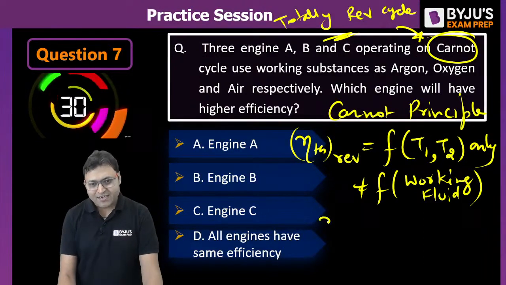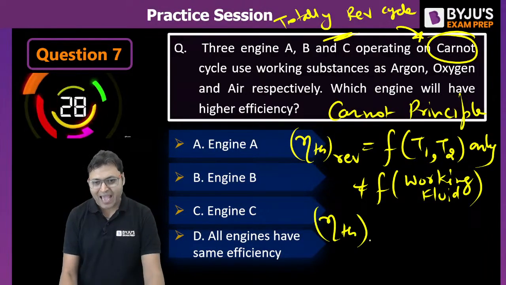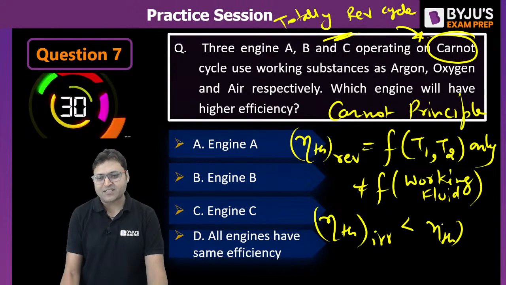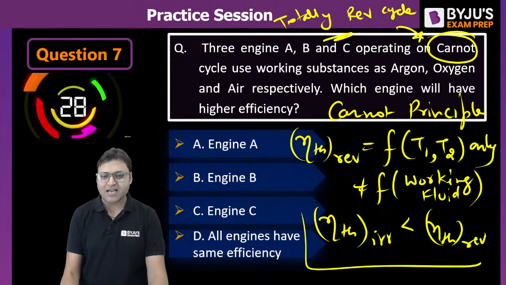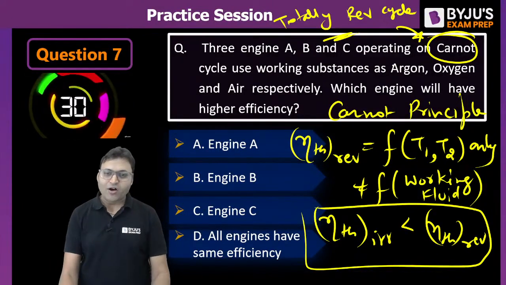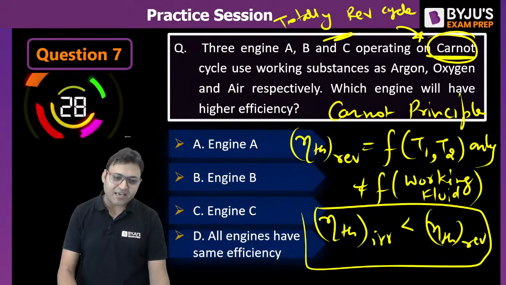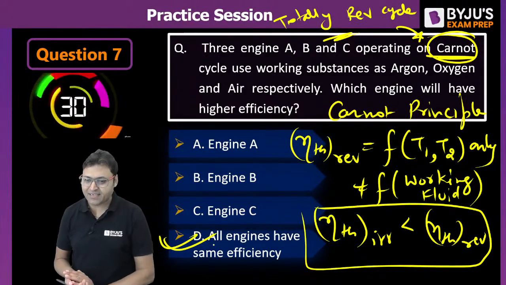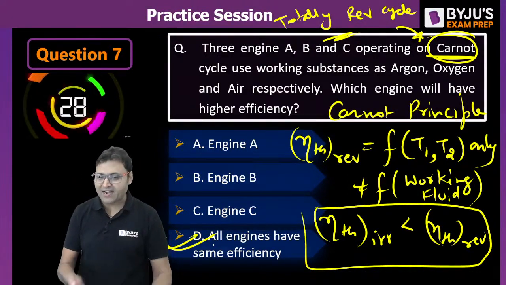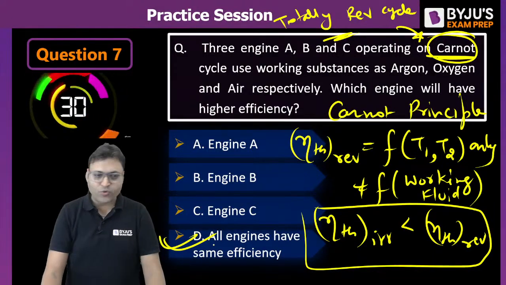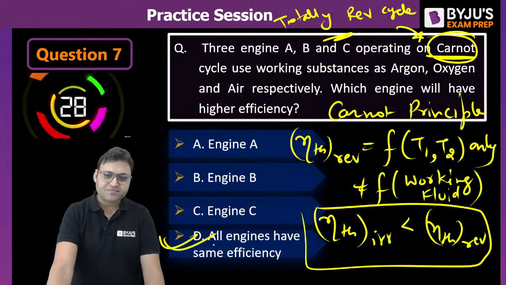Or we can say the thermal efficiency of any irreversible cycle is always less than the thermal efficiency of a reversible cycle. The Carnot cycle has the maximum efficiency, because all are working on the Carnot cycle, so they will have the same efficiency. Option D is the right answer. Yes, Arnab, well done. Paisal, good. No one, great.